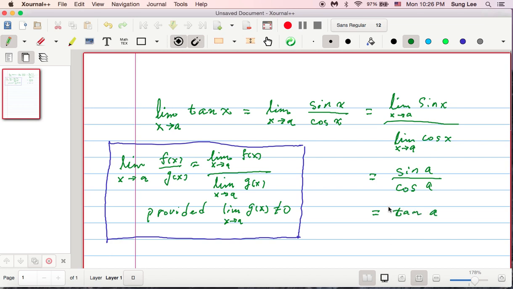But let us not forget an important condition imposed here, right? In order for this formula to make sense, cosine of a is not equal to 0. So let me write down, provided, okay? So this is true provided cosine of a is not equal to 0, okay? That's important. All right, so let's get back to my lecture slides.